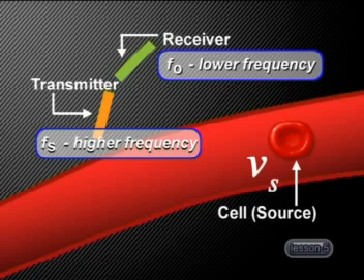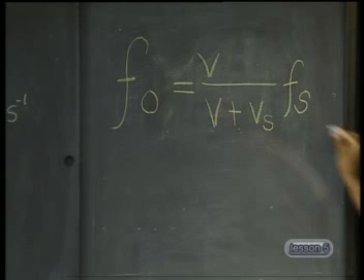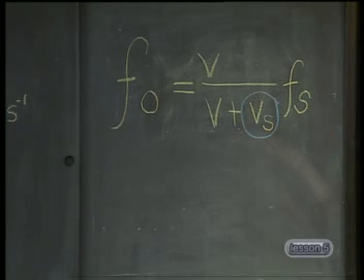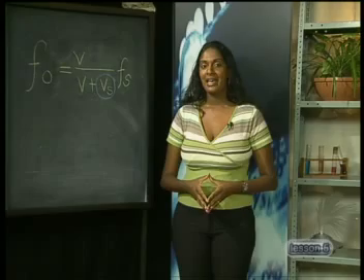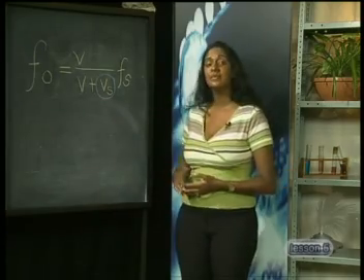The receiver used to pick up the reflected ultrasound can be tuned in to the lower frequency very accurately and can measure it. So using this ultrasound apparatus, we know both frequencies, fO and fS. The speed of the ultrasound in blood is also known. This means that the only unknown value in the equation is vS, the speed of the blood cell. By substituting in our known values, we can easily find the speed.